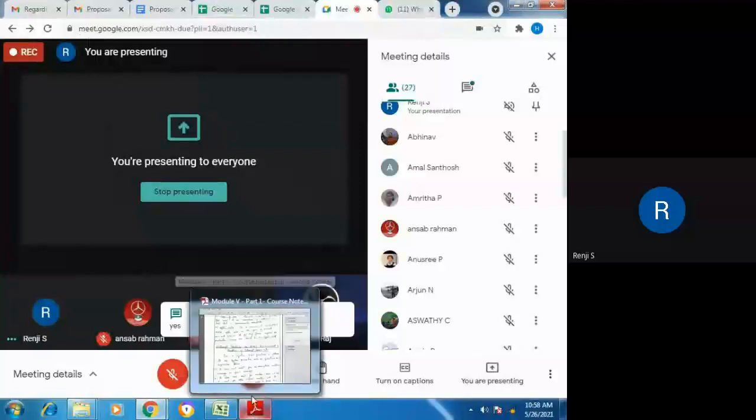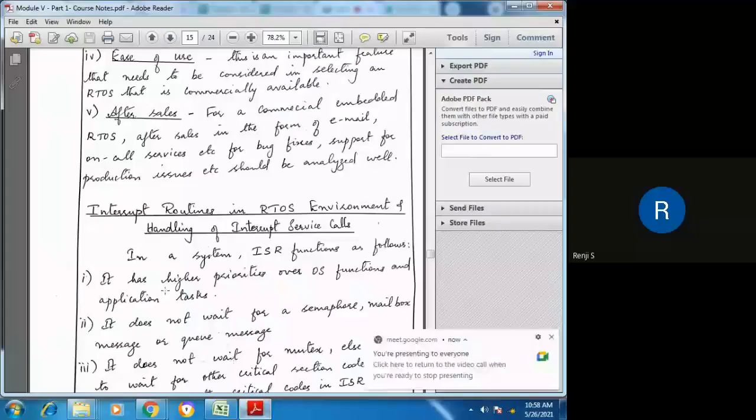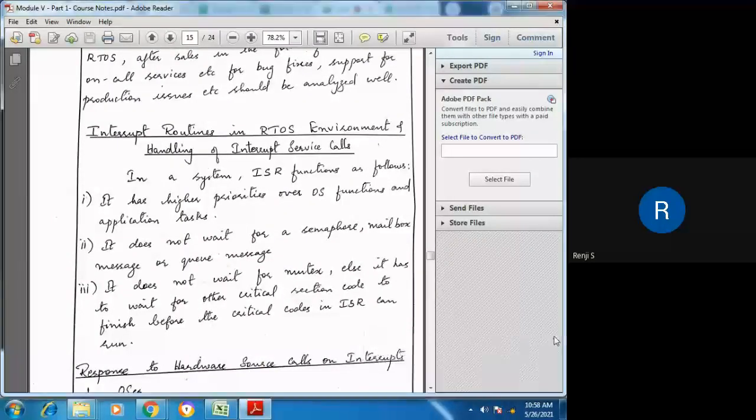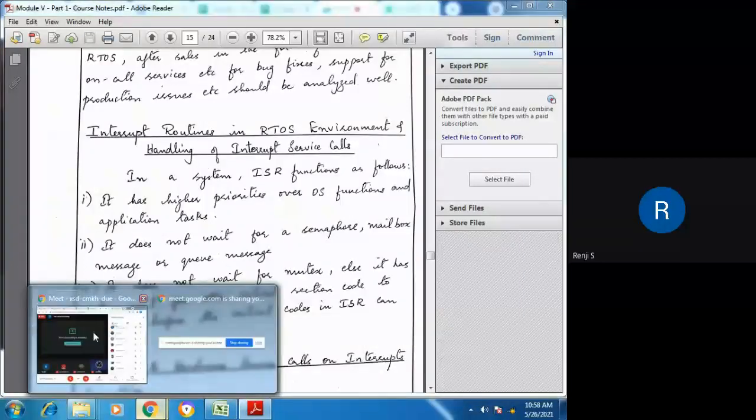Okay, let us go on to the section on interrupt routines in the RTOS environment and handling of interrupt service calls. You might have studied what interrupts are, what interrupt service routines (ISRs) are, and handling of interrupt service calls. Now, normally, how is an interrupt handled by the system?